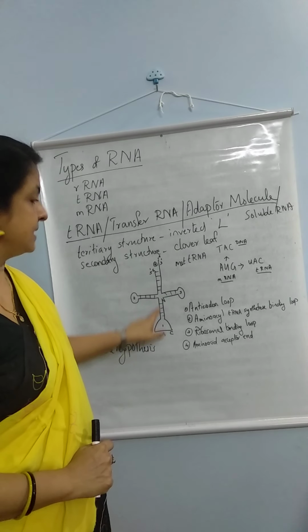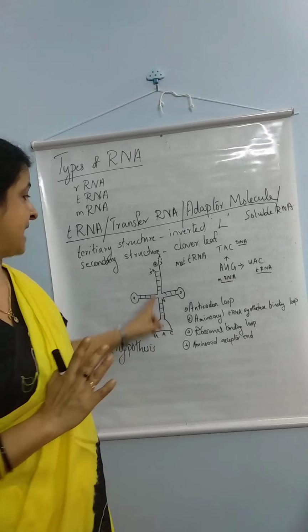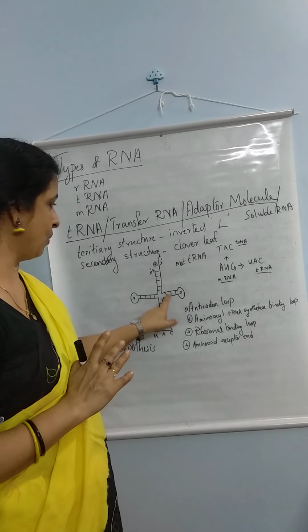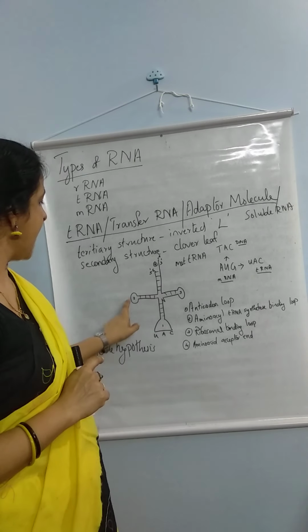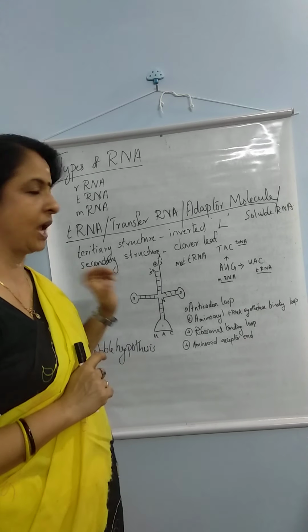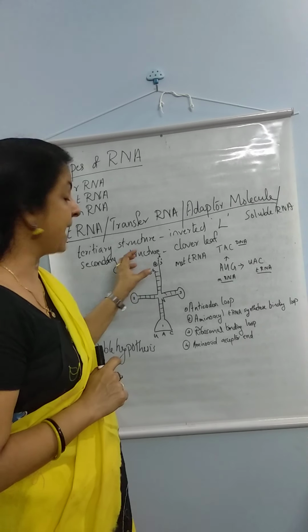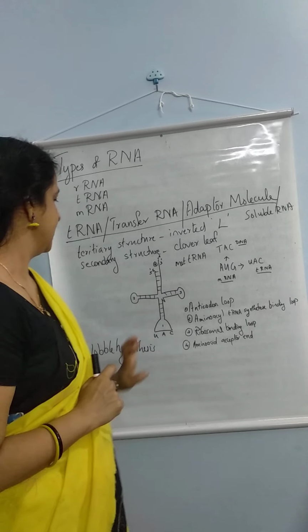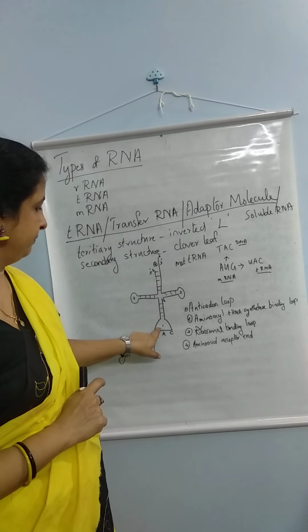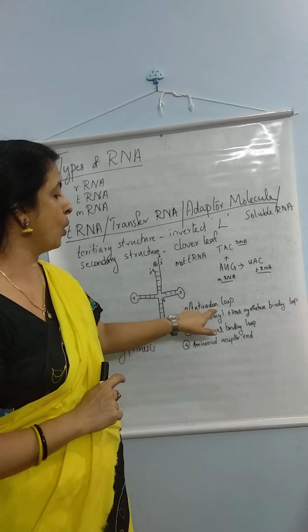This tRNA secondary structure has 4 stems, 1, 2, 3, 4 stems, and 3 loops. And this fourth is the binding site for the amino acid. Now the site 1 is called the anticodon loop.